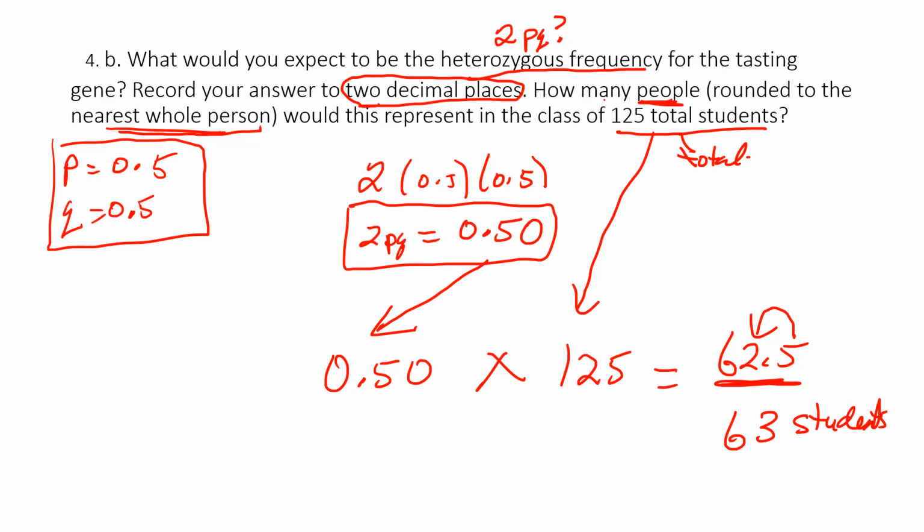that in a class of 125, based on those calculations, would be heterozygous. So this is just the second part, or second piece of that question right there. So again, when they're asking for the number of individuals that represents, just take the frequency that you calculated first, multiply it by the total number, and you'll get the number of students that actually represents in our study.